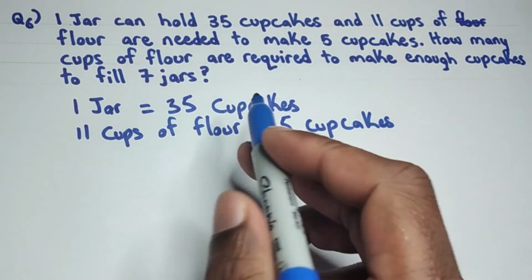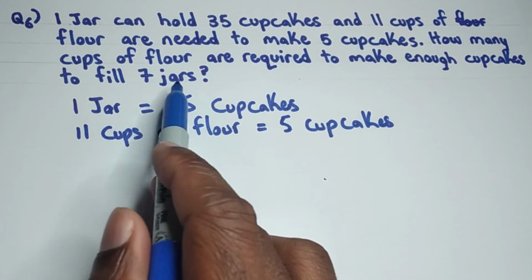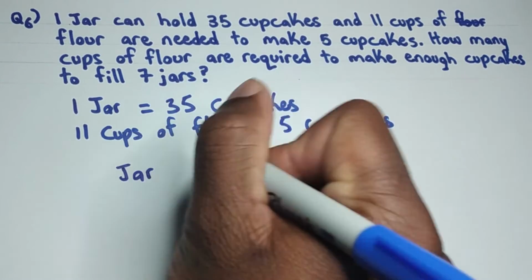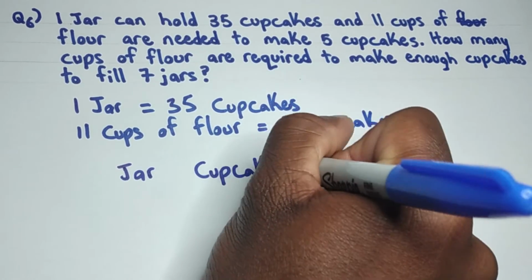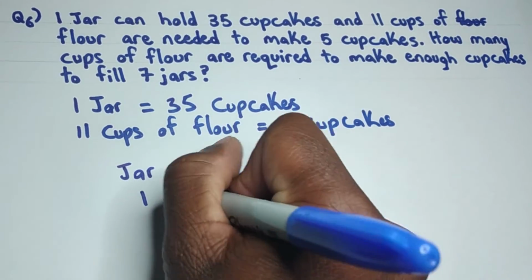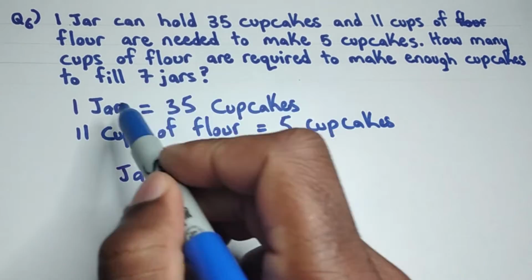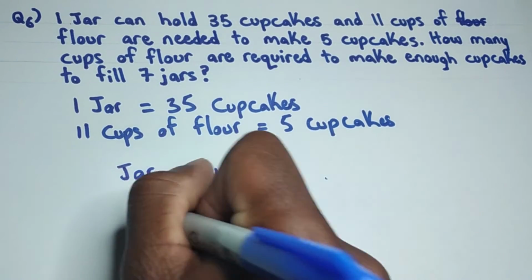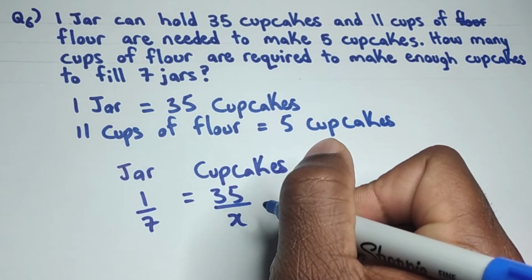So the first step, I'm going to find out how many cupcakes it will take to fill the 7 jars. So I'm going to do a proportion with jars and cupcakes. That's the first thing that I'm going to do. So I know that one jar can hold 35 cupcakes. Now I want to know how many cupcakes can hold in the 7 jars. How many cupcakes? I don't know as yet, so I put an X for that.